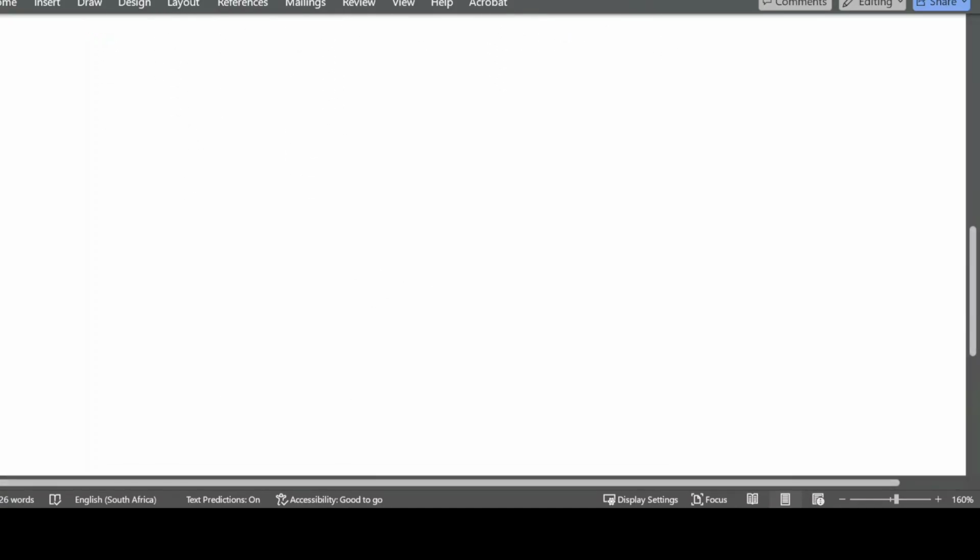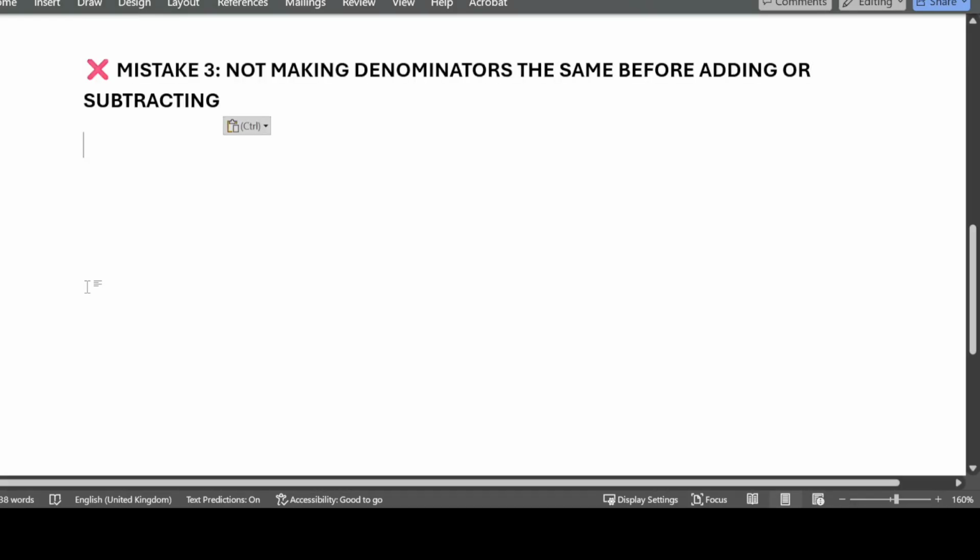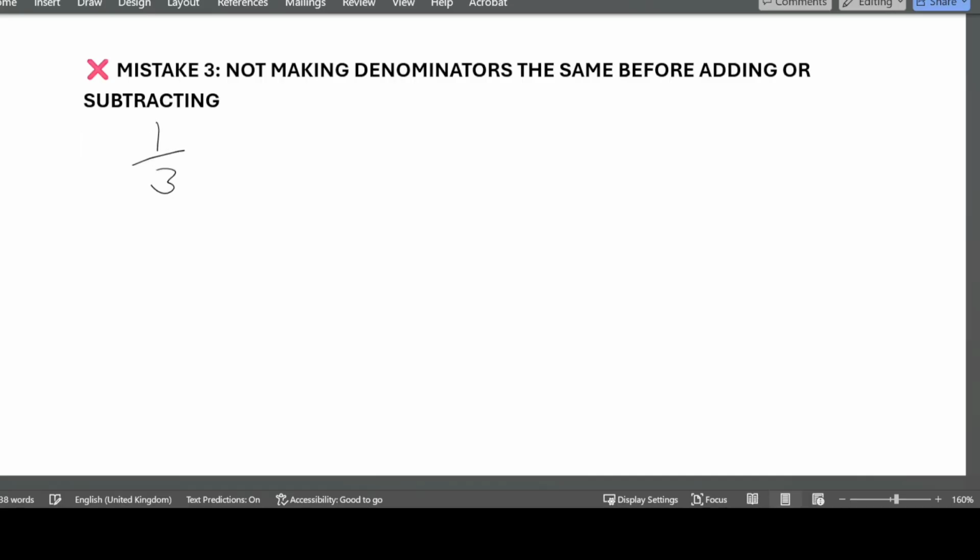Mistake number 3, not making denominators the same before adding or subtracting. So we have 1 over 3 plus 1 over 4. Another mistake is trying to add fractions with different denominators directly. We cannot add thirds and quarters without changing them first. We must first make the denominators the same before adding or subtracting, because they must come from the same whole.